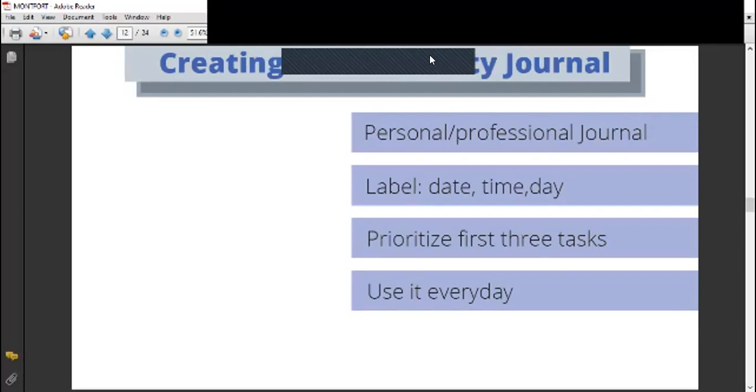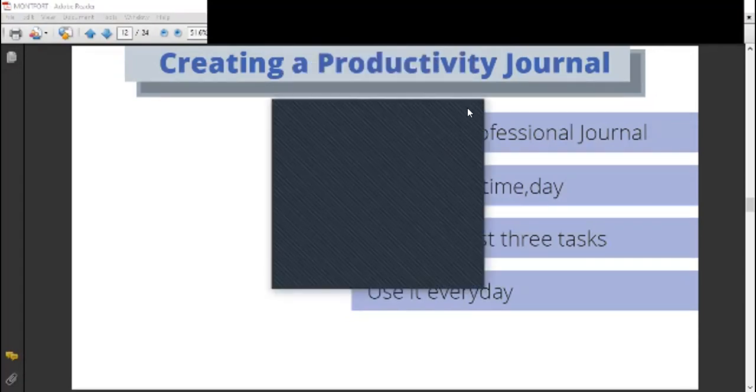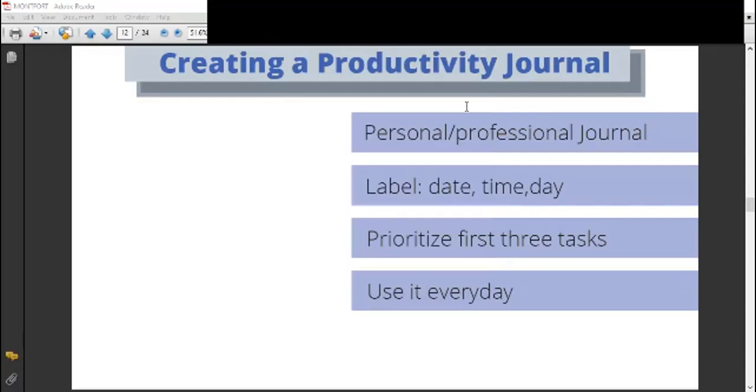If you're in the workplace, you listen, you think, you plan, you prioritize the things, and accordingly you work. You can also label the date, time, and day, on which day what work you have to do, at what time what work you have to do and complete it. So you can label it and keep it.